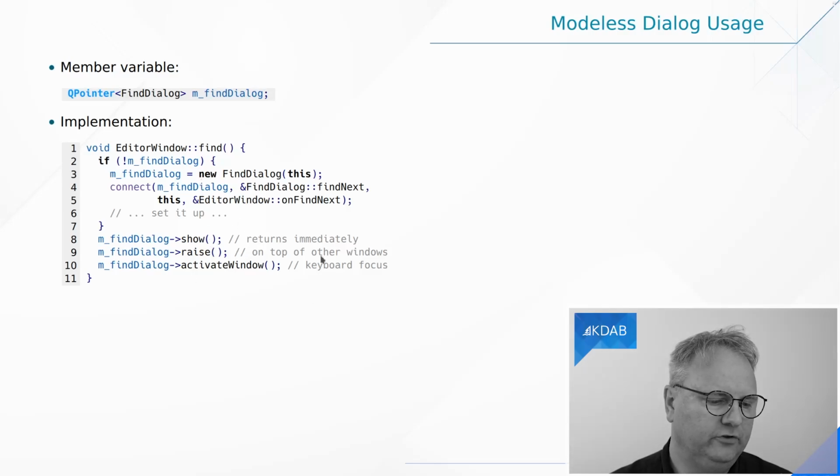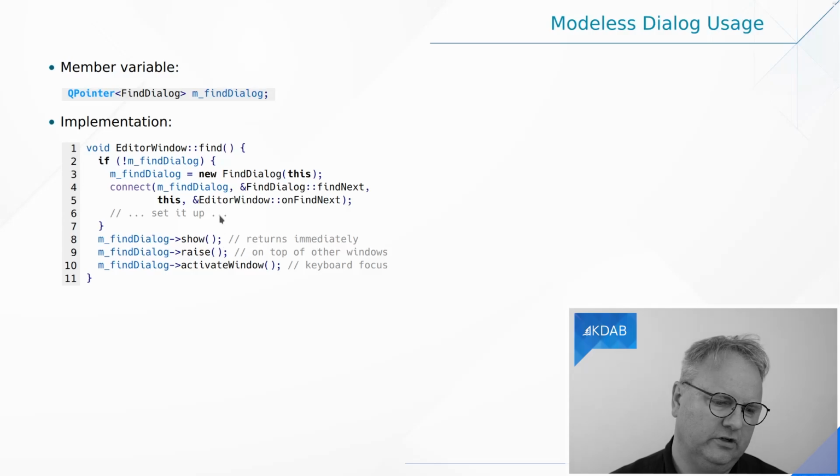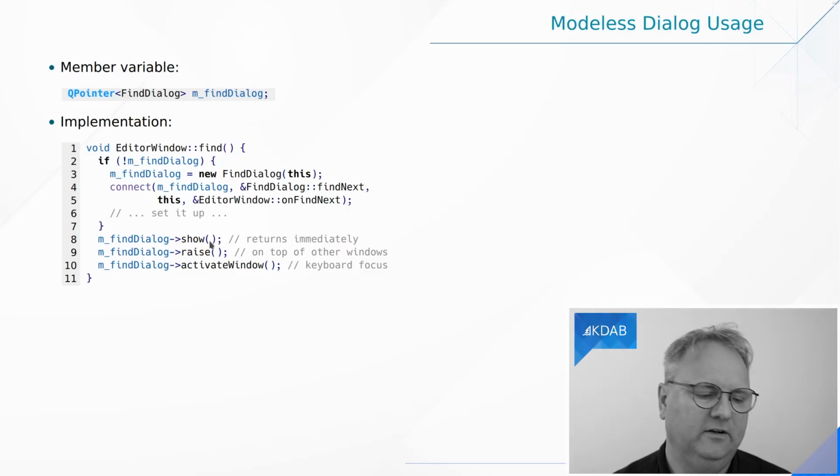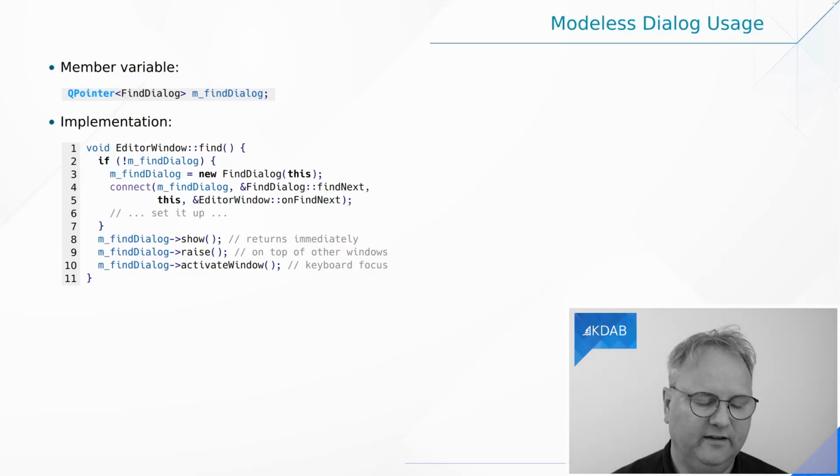These three lines, you would usually see them together in that setup. First, show, in case it has never been shown. Raise, meaning just imagine that it was already shown on the screen, but it was underneath other windows. Then raise will bring it to the top. And finally, activate window, to give keyboard focus to that window.